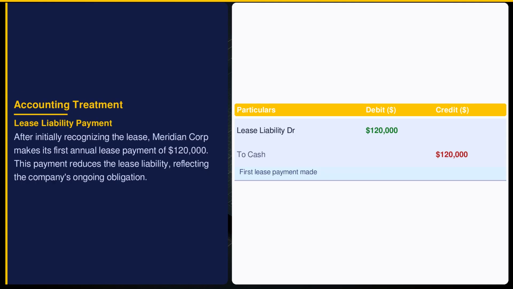A portion of the lease liability is settled with each payment. The cash outflow reduces Meridian's lease liability, reflecting its reduced future obligation. This treatment maintains a balance between the asset's usage and liability reduction, providing a clearer financial picture.